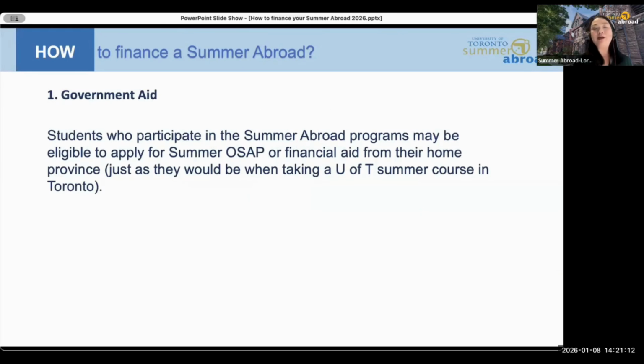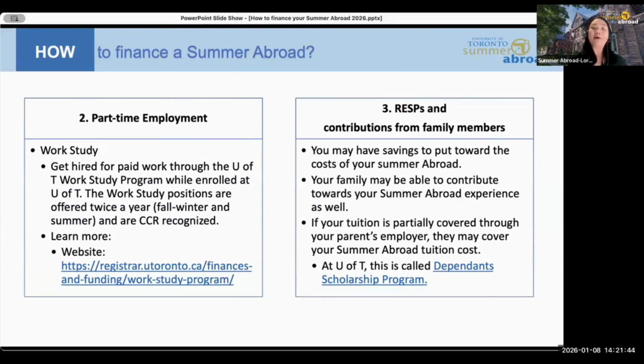I'm not going to go into detail because Shillian is going to talk about this. It's his area. Essentially, government aid is for students who are participating in summer abroad. We want you to realize that if you currently receive government aid, you may be eligible to apply for summer OSAP if you're an Ontario resident, or financial aid from your home province. It's simply the same as if you were taking a summer course, because these are UFT degree credits. Isn't that fantastic? Good.